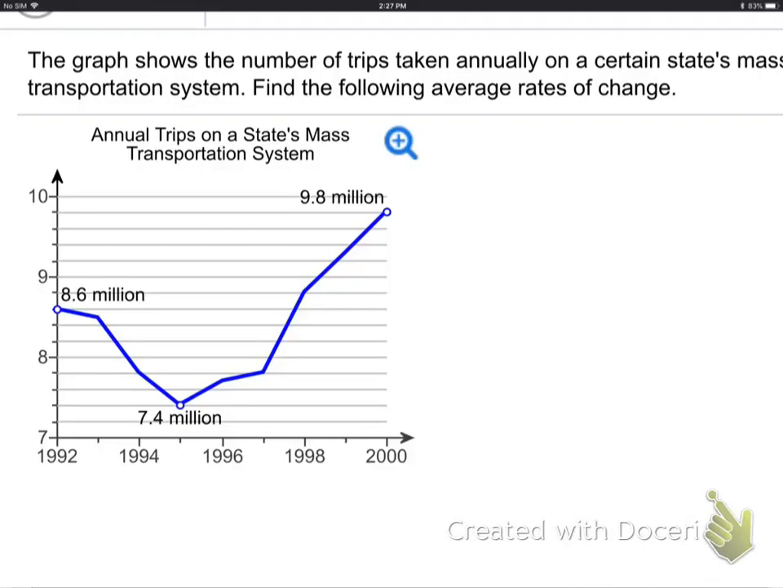Okay, so from 1992 to 1995, same kind of thing. Find the average. If you can do that, 92 to 95.